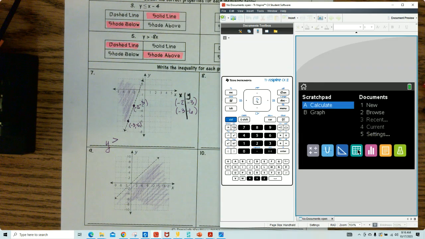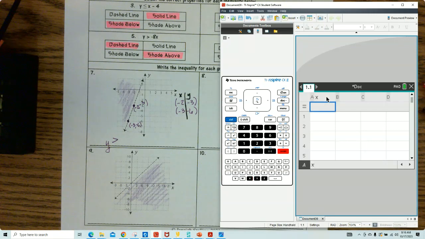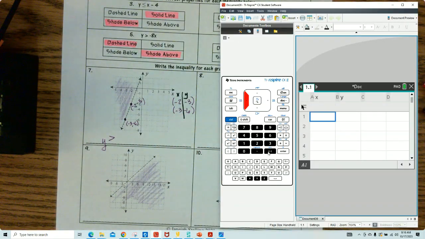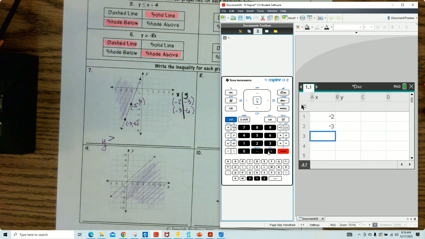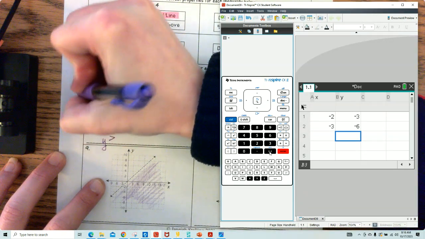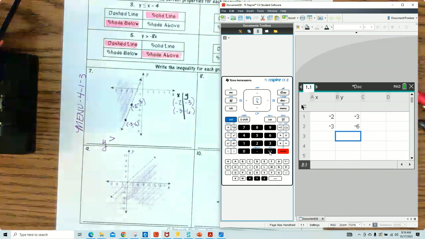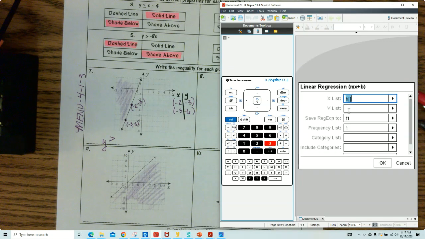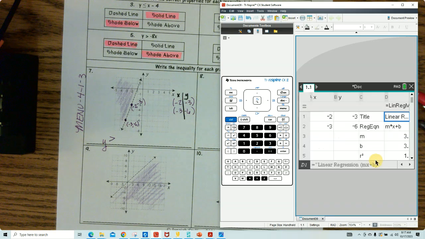So remember, it's this green box here. Next to the A, we put an x. Next to the B, we put a y. And then we put our x's in: -2 and -3. And then we put our y's in: -3, -6. And then the keys for linear regression. So you have them: menu 4, 1, and then 3. Change the x list to x, the y list to y, and then hit OK.